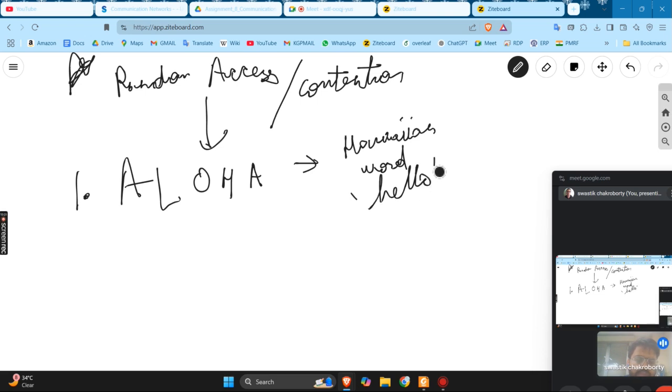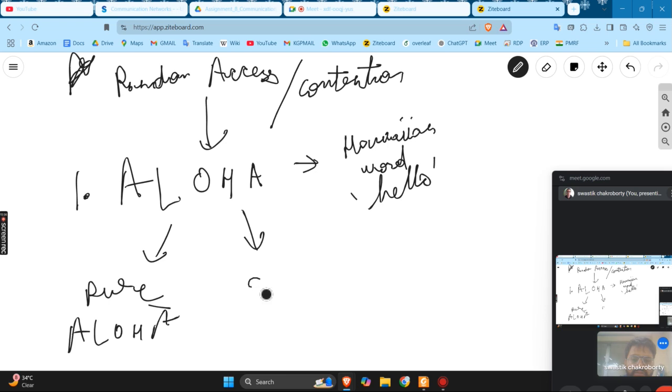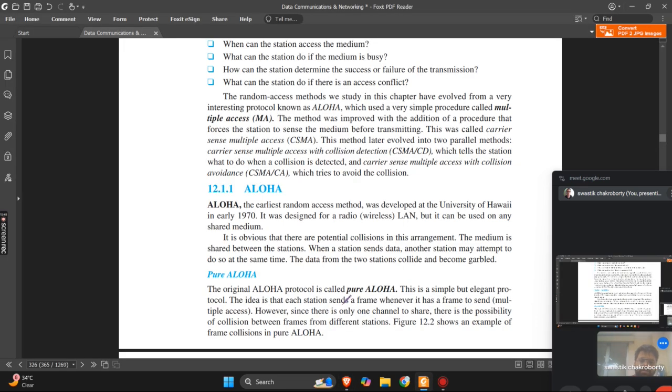And what is the significance of that? There are two types: one is pure ALOHA and another is slotted ALOHA. In pure ALOHA, the user just sends whenever it has to send. This is the simplicity of the pure ALOHA algorithm. It is a simple but elegant protocol. The idea is that each station sends a frame whenever it has a frame to send.